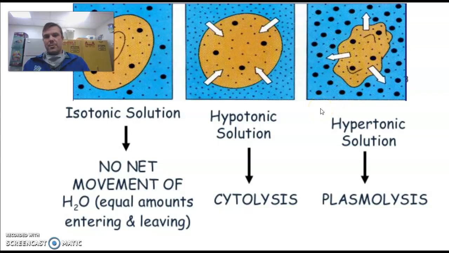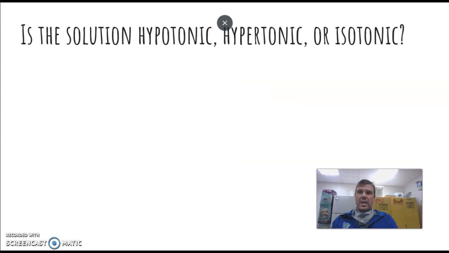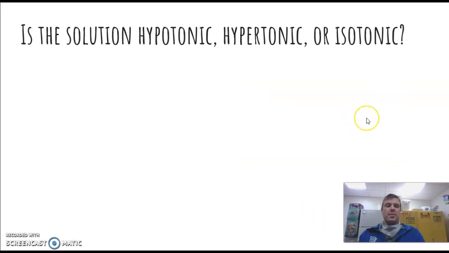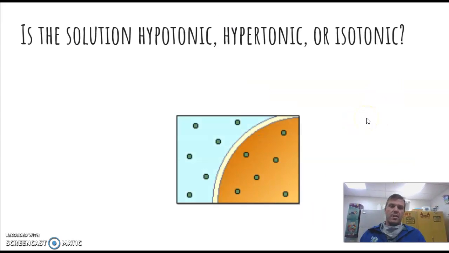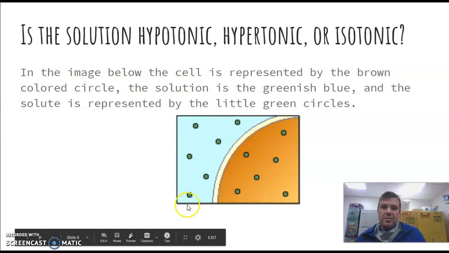Well, let's try this out real quickly. So think about isotonic, hypotonic, hypertonic. I've got 3 examples here for you. Is the solution hypotonic, hypertonic, or isotonic? Let's look. So here's the example. Here we've got a cell being represented by this brown colored circle. Here's the cell or plasma membrane, and here's the outside of the cell. This is what we're going to be calling the solution.